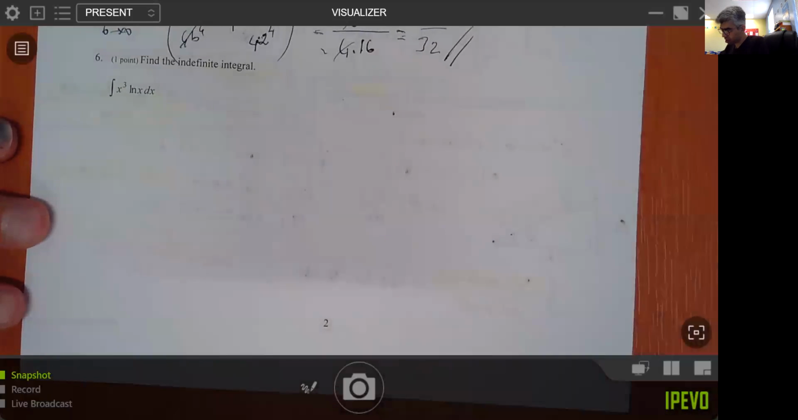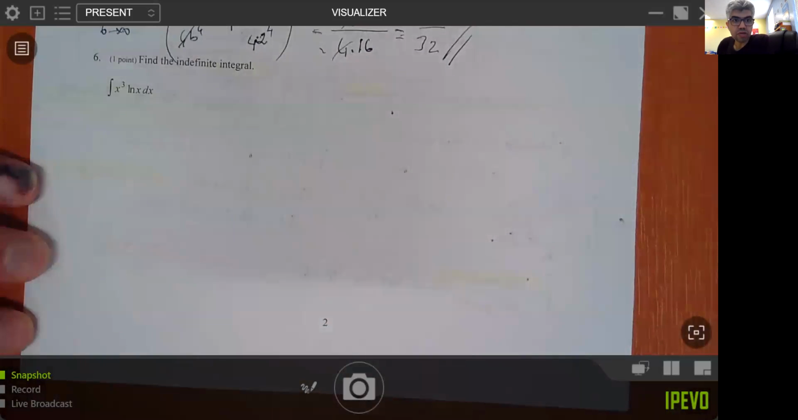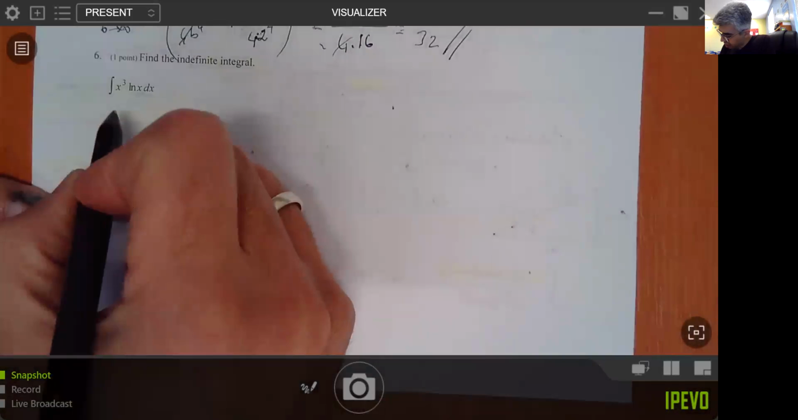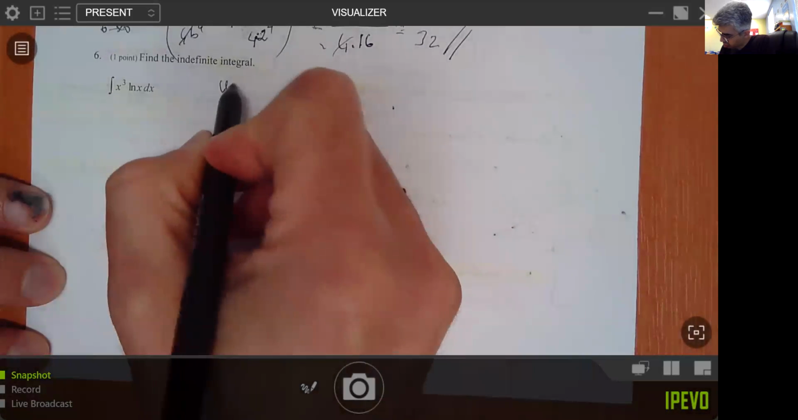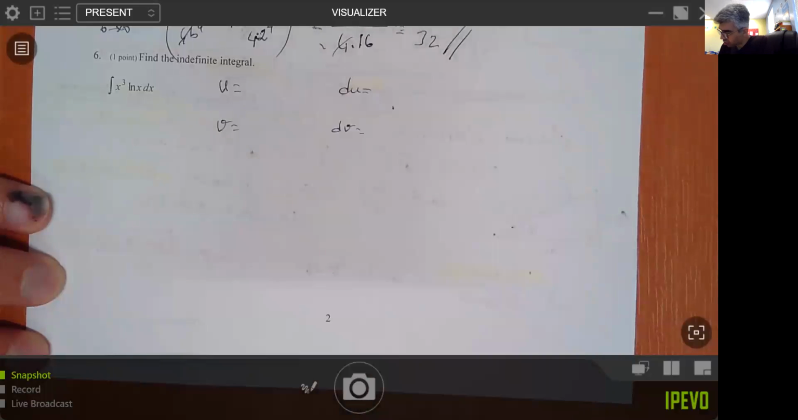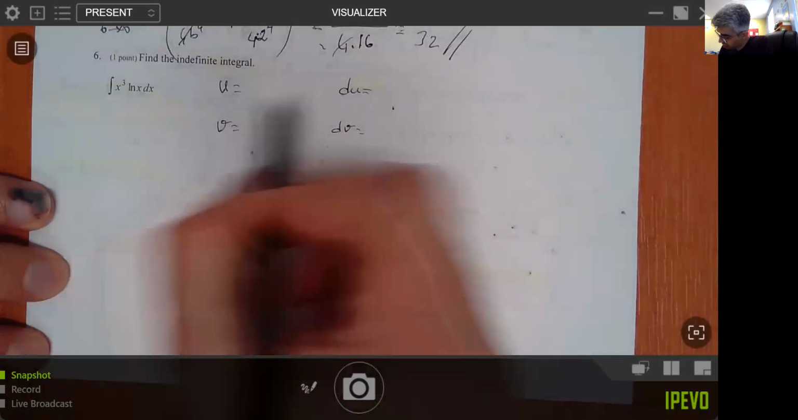And now number 6. Number 6 is the integral of x cubed ln x dx. Strange, huh? Here it is. Here we are going to use integration by parts, the formula integral of u dv. What are we going to select as u and what are we going to select as dv?